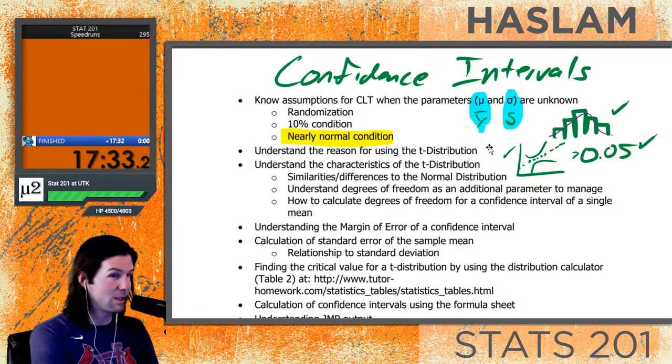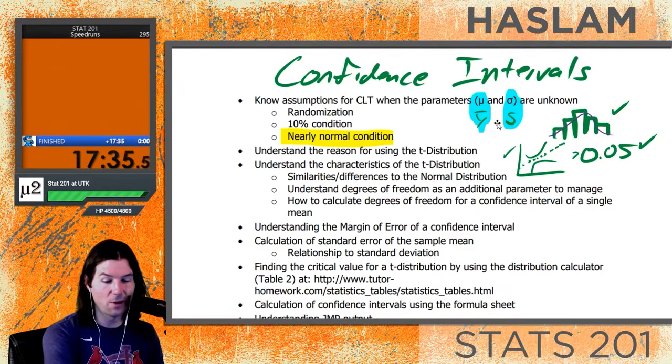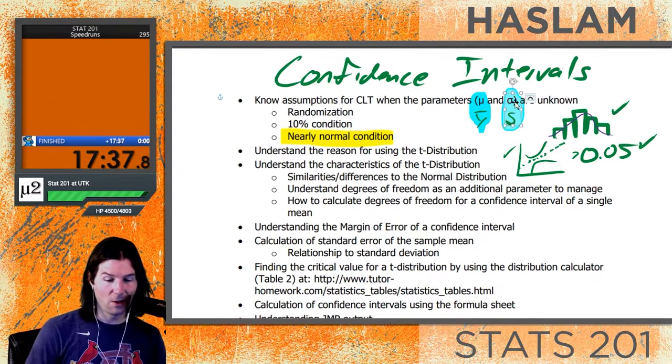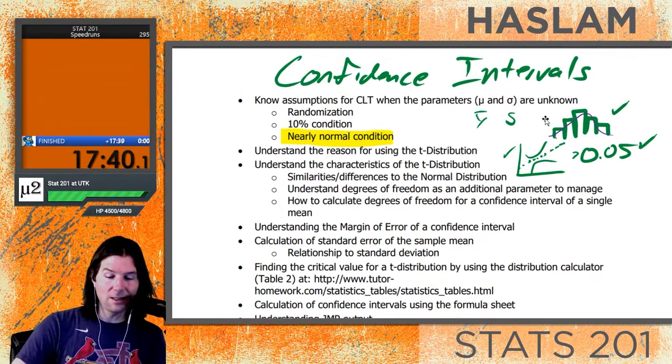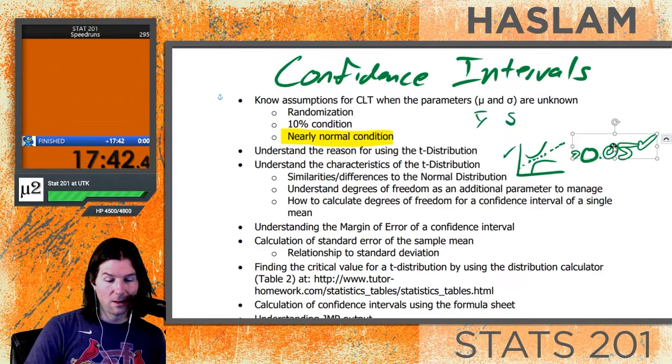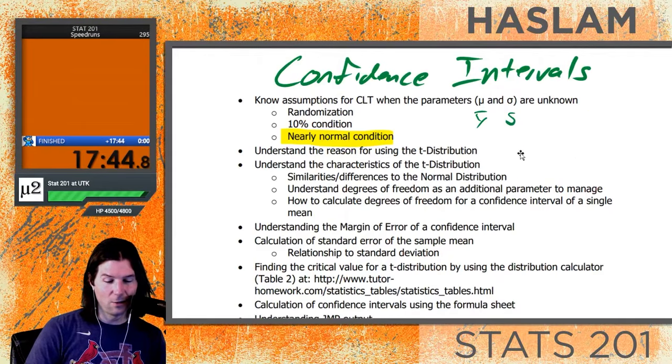Understand the reason for using the t-distribution. So the big reason for using the t-distribution, and a good way to remember this, is S and T, sigma z. And I like to say Mr. T is mean if you're doing drugs.